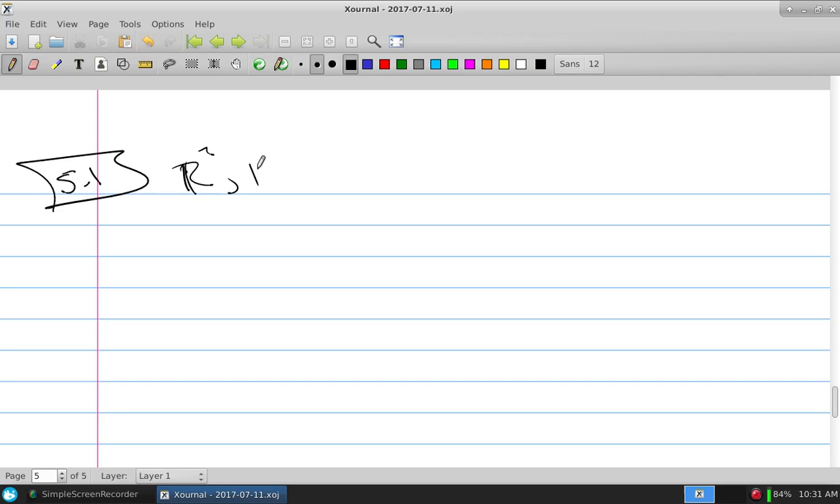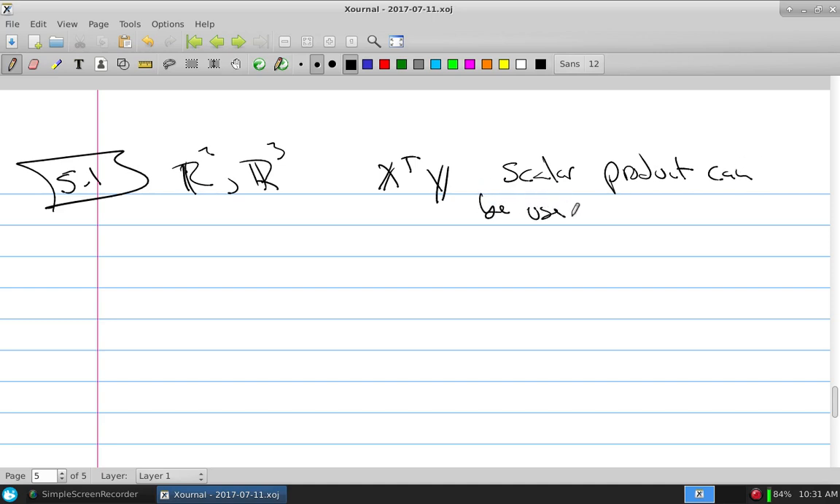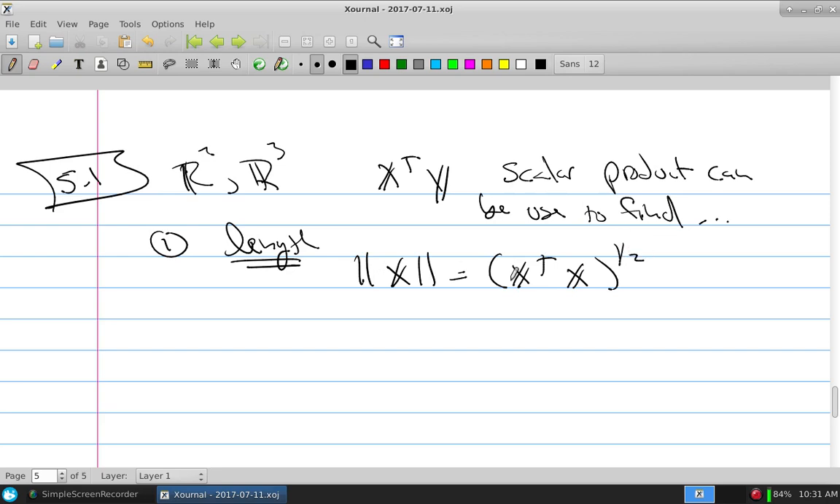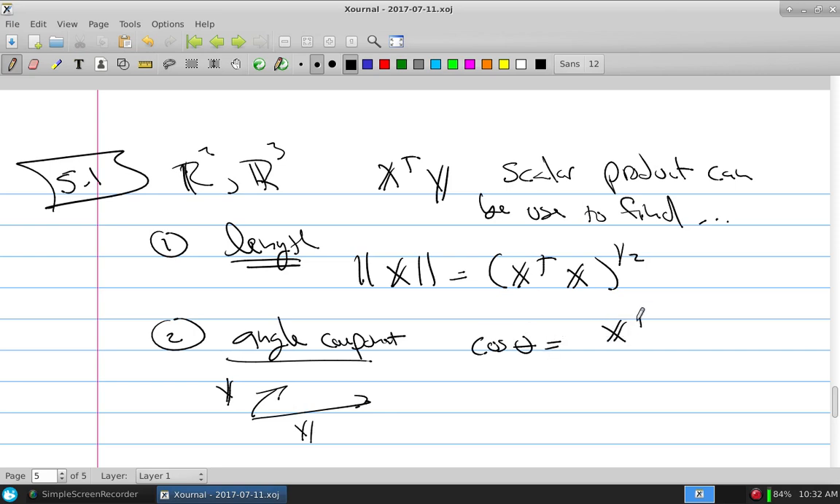So what we have is, for R2 and R3, X transpose Y, which is our scalar product, can be used to find one length, because the length of an object is just going to be the scalar product with itself to the 1/2 power, and orthogonality, perpendicularness, I suppose, again the angle component of X and Y, by saying that the cosine of theta is the inner product divided by the length of X times the length of Y. So we know everything about distances and angle type of concepts, in other words, this idea of contribution by finding cosine.